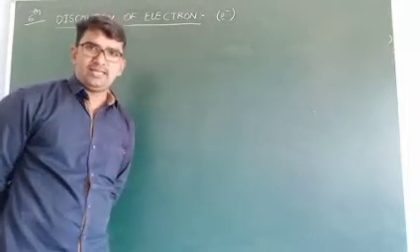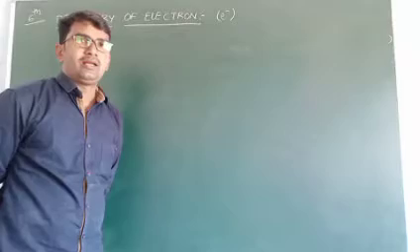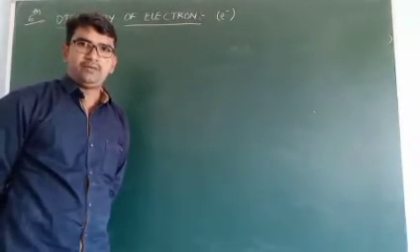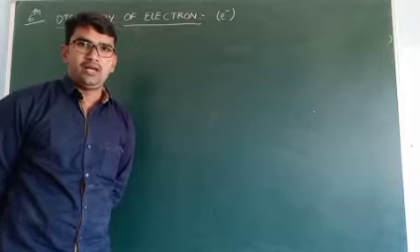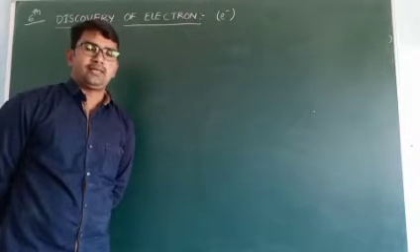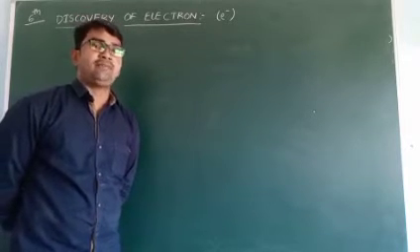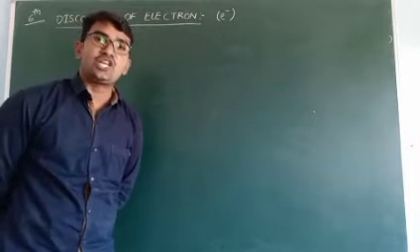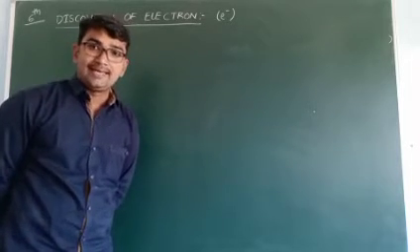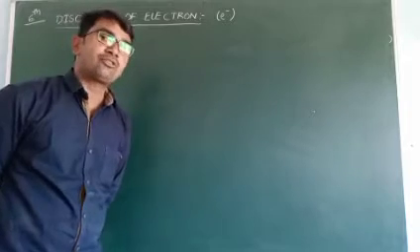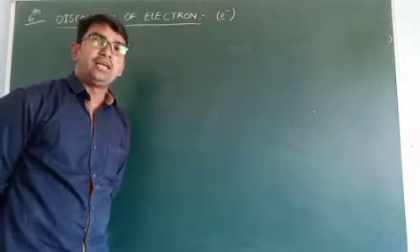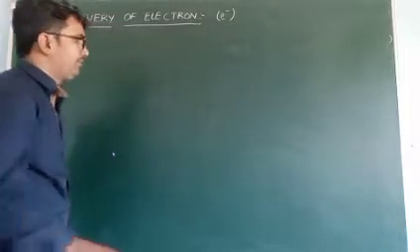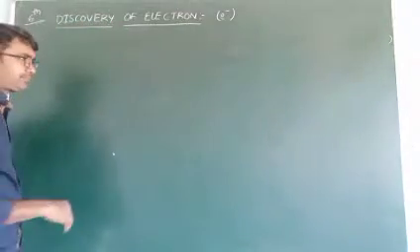Stoney actually discovered this electron. But his thoughts were developed by using one design. The design name is cathode discharge tube. This cathode discharge tube is designed by William Crookes. Okay. First, I will draw that.